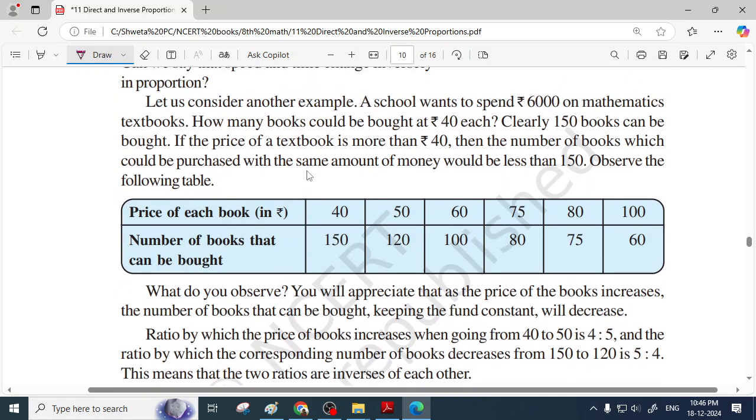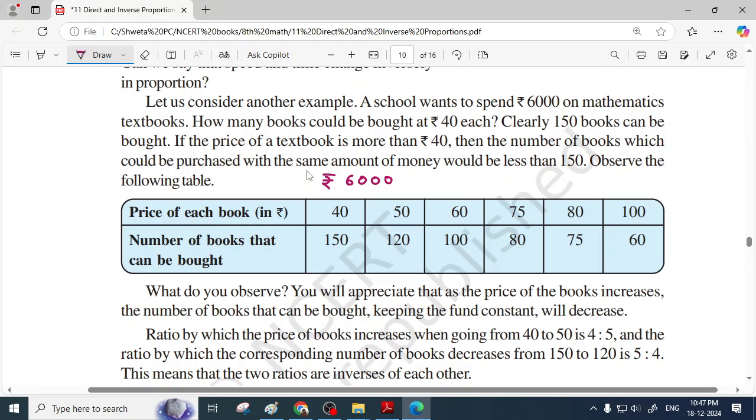One more example. Let us consider another example. A school wants to spend rupees 6,000. The amount to spend on books is fixed, that is rupees 6,000. On mathematics textbooks, how many books could be bought at rupees 40 each? Clearly, 150 books can be bought. If the price of textbook is more than 40, then the number of books which could be purchased with the same amount of money would be less than 150.